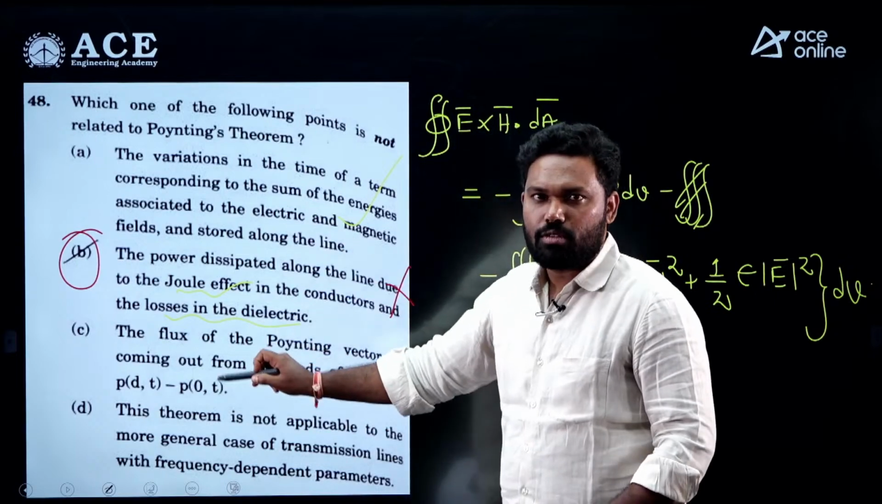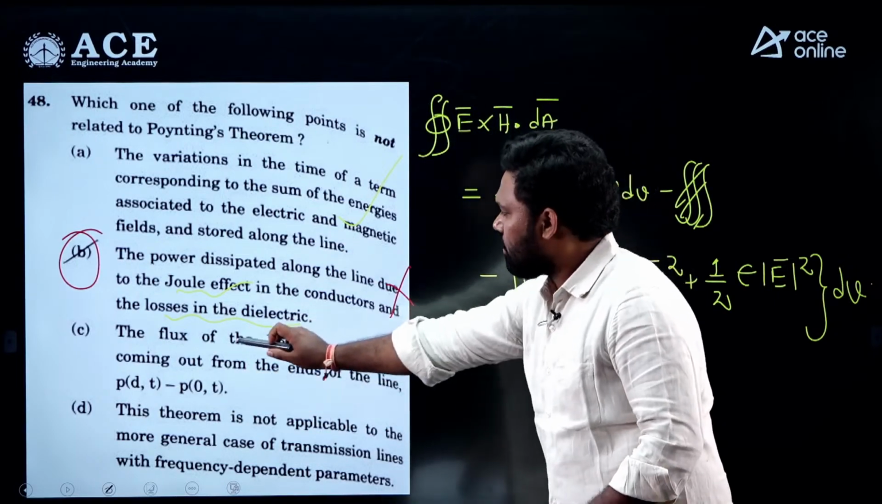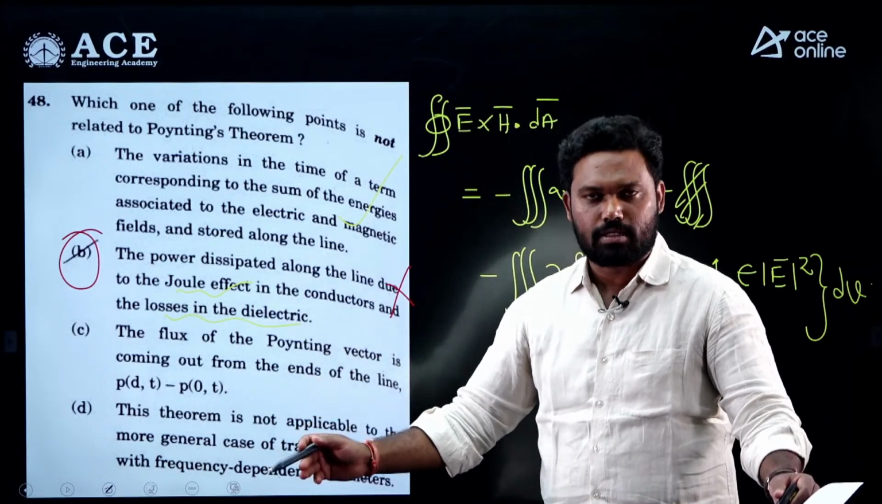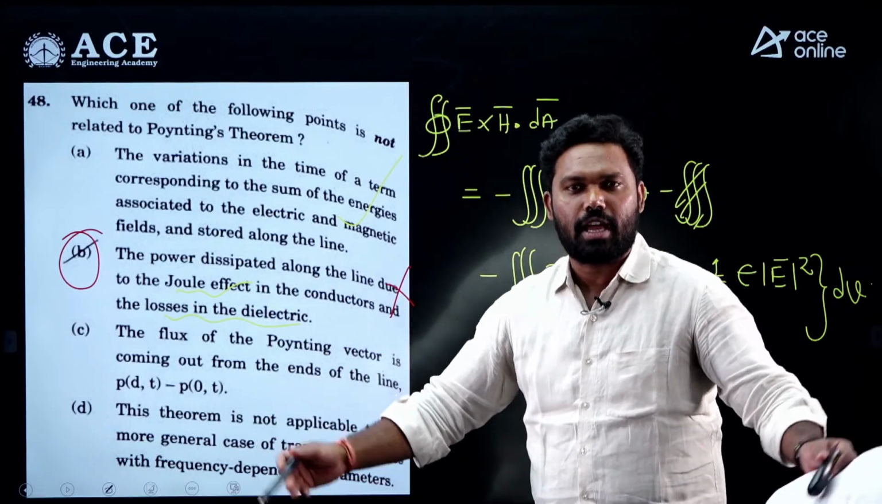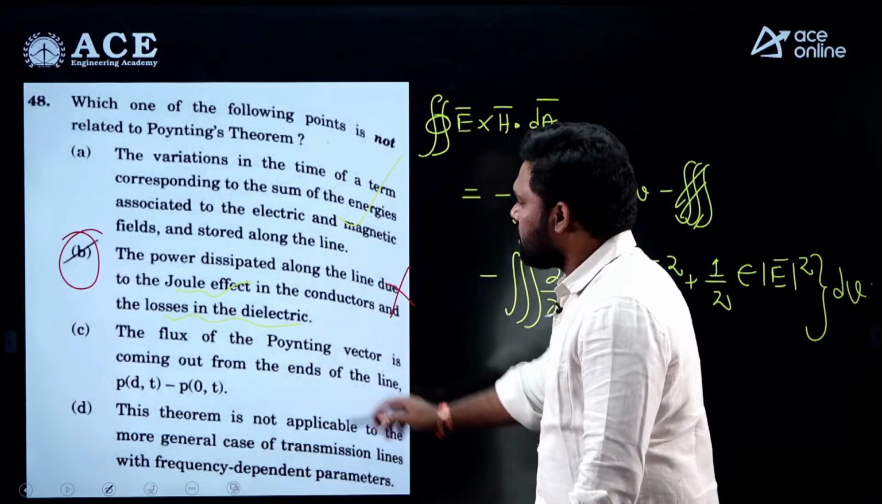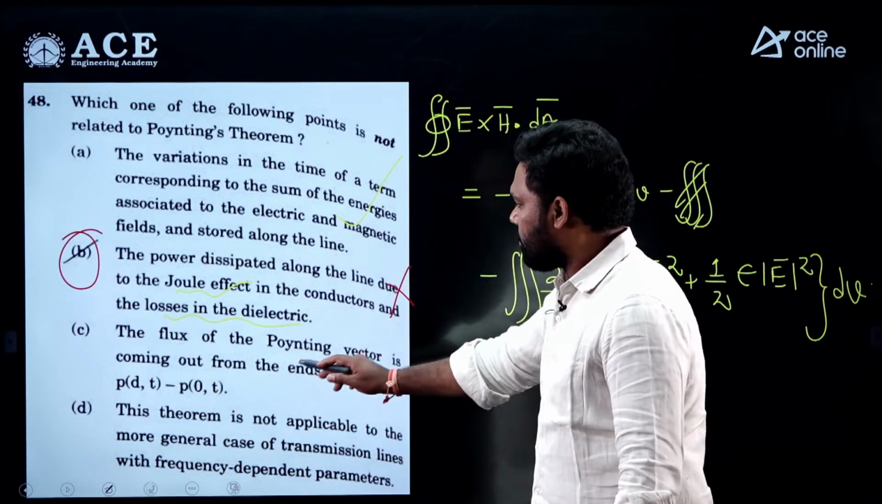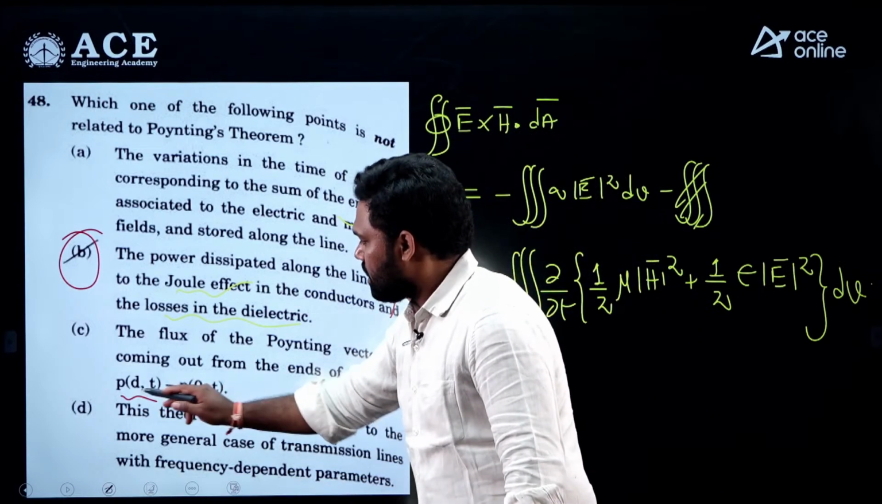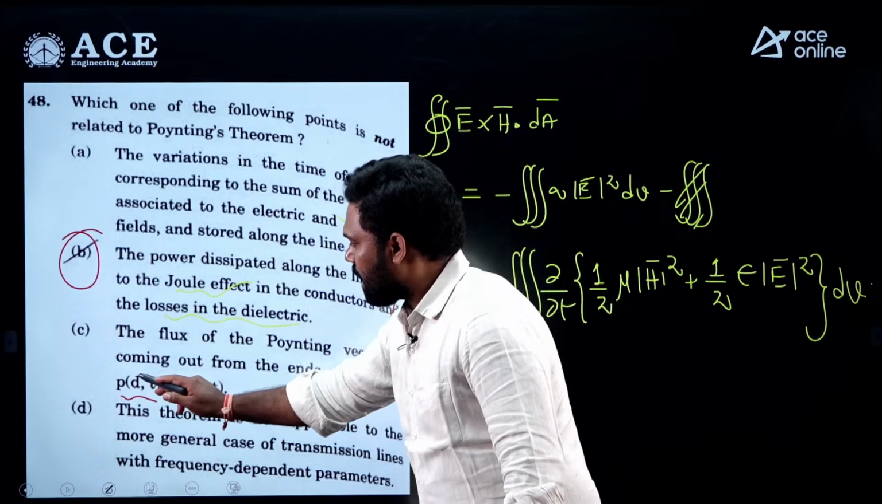Let us try to convince you why the other things are wrong. The flux in this sense, a quantity which is crossing some surface, is called a flux. It could be electric flux or magnetic flux, and even power can also be called flux. The flux of the Poynting vector is coming out from the ends of the line. So this is the power entering, and this is the power leaving after traveling a distance of d.